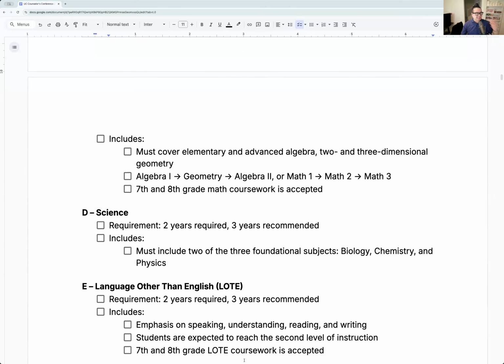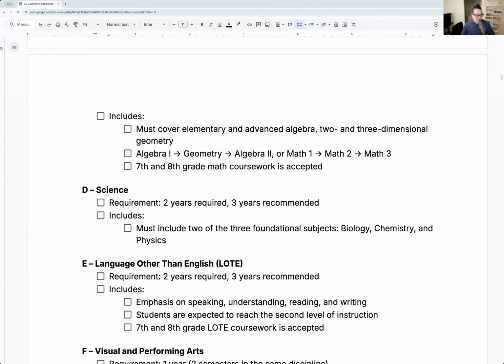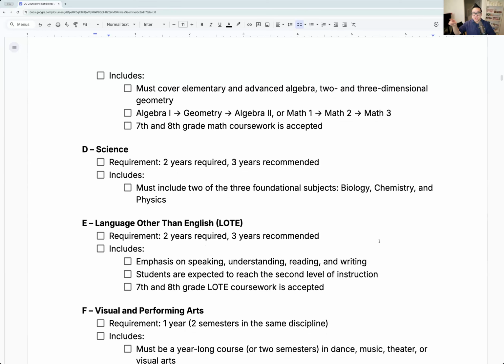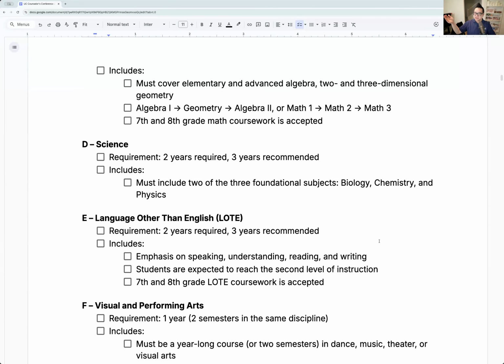Next one is science. Science, 2 years required, 3 years recommended. Language other than English, 2 years required, 3 years recommended. It has to be sequential. You can't do Spanish 1, French 1, ASL 1. That's 3 1-years, right? Versus you want to do Spanish 1, Spanish 2, Spanish 3, or French 1, French 2, French 3, or ASL 1, 2, 3. That's how you can hit the 3 years over here.